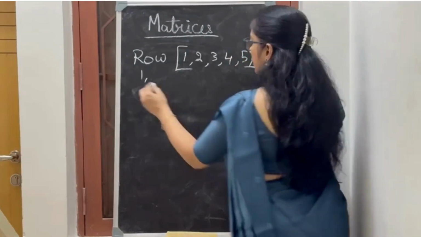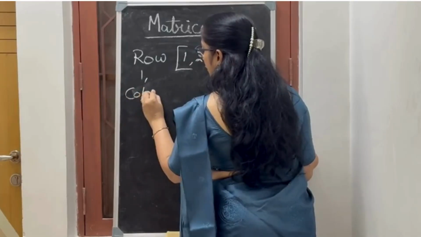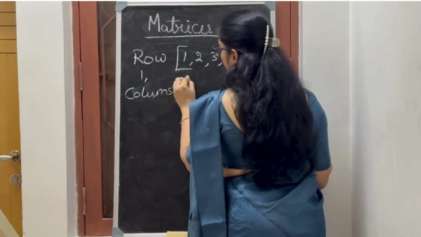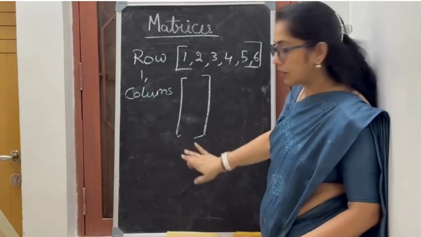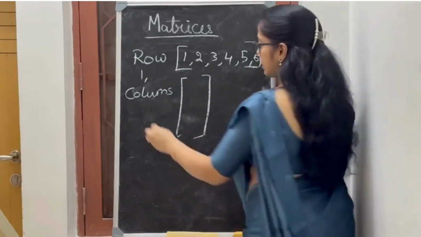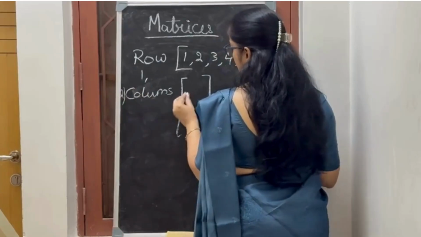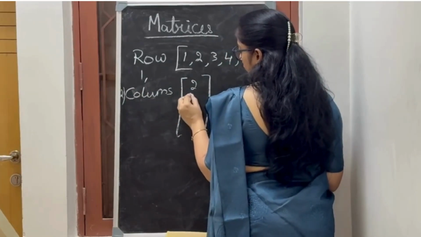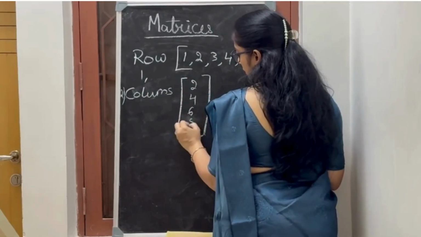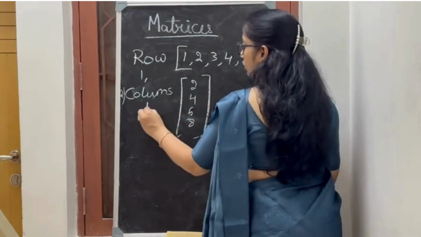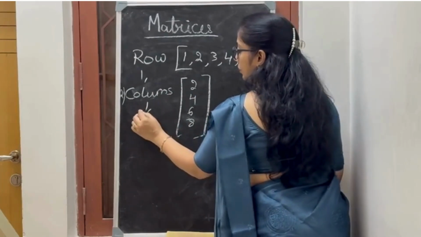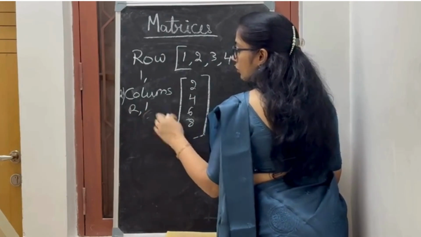Then comes the column matrix. Column matrix means one column. The column will be one, but rows can be any number. So I'll write 2, 4, 6, 8. There are 4 rows, but only one column. So there can be any number of rows with one column.